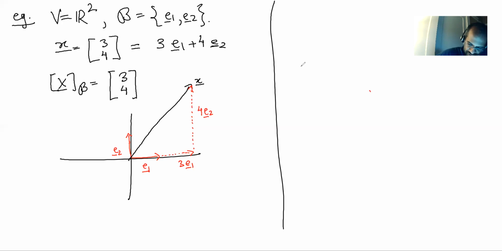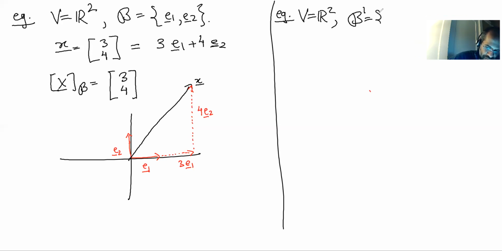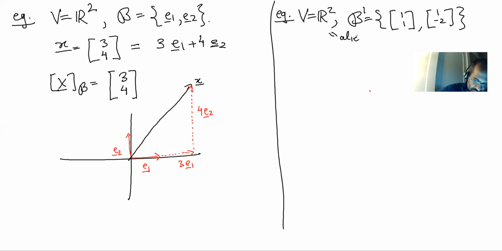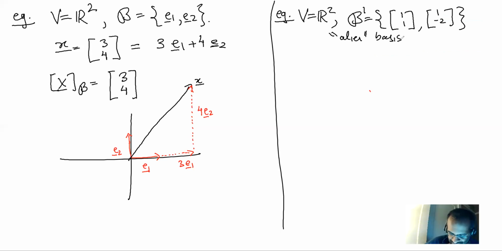But now the point is I could have another basis for R2. Same vector space, and let's now have a different basis. It's called B prime, and let those vectors be these vectors: 1, 1 and 1, minus 2. So this is some kind of alien basis, or just some other basis. It's a legit basis: these vectors span R2 and they're linearly independent. You can check that with row reduction. Now again, you have the same vector x equals 3, 4 in R2.